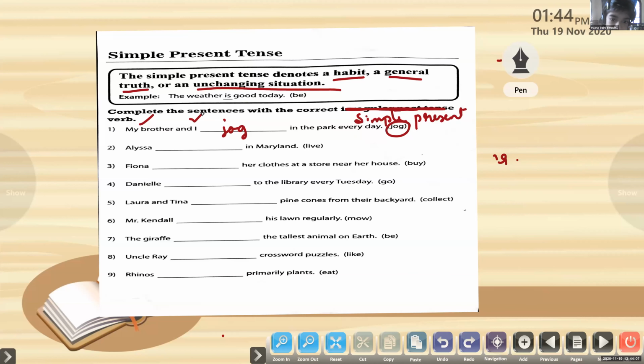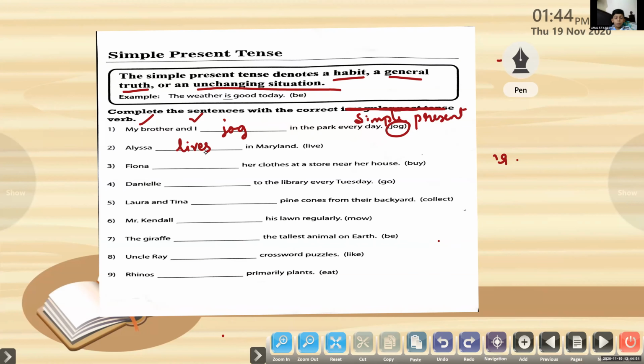Then the second one. Who will say? Rishi, can you hear me? Rishi, can you say this? Alisa dash in Maryland. Yes, ma'am, lives. Let him complete. Lives. Very good. Lives.